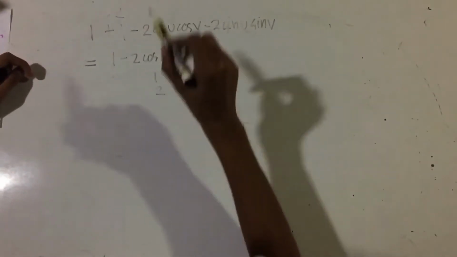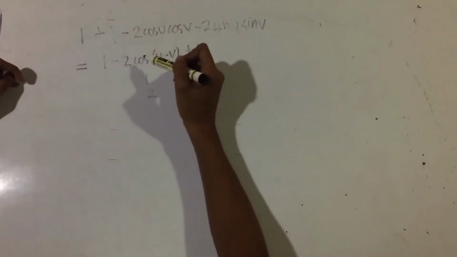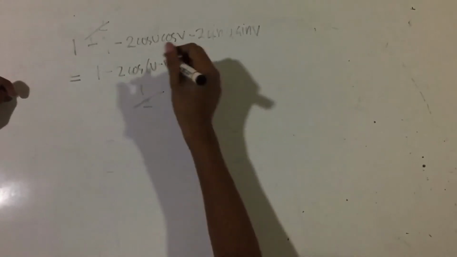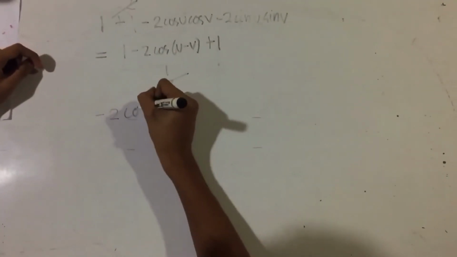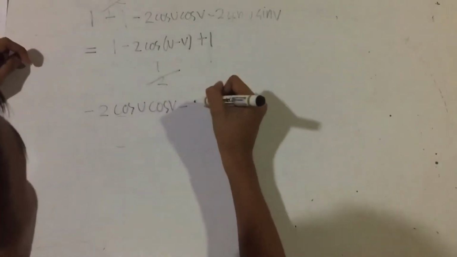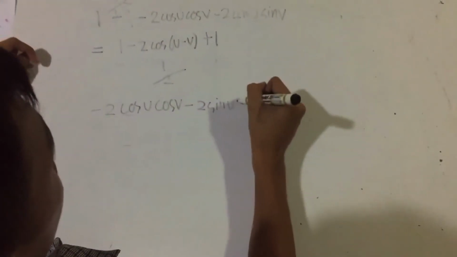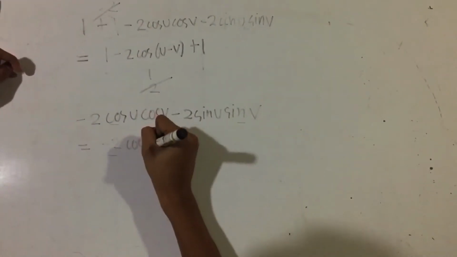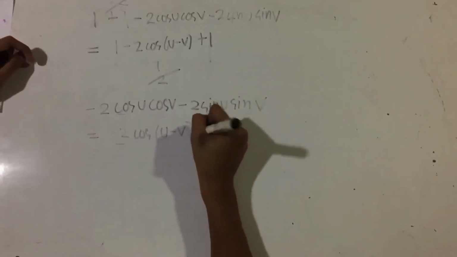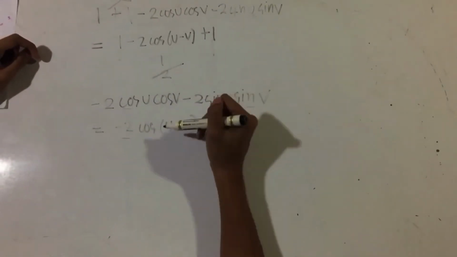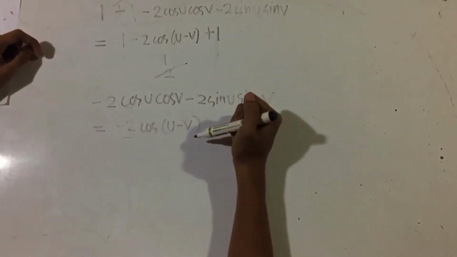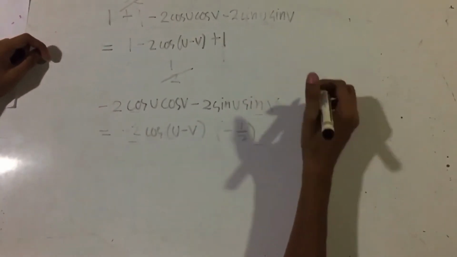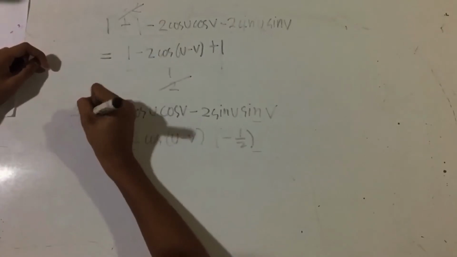So if you transpose this one onto the other side of the equation by addition property of equality, the 2 on both sides will be cancelled. So what will be left is the negative 2 cosine u cosine v minus 2 sine u sine v is equal to the 2 cosine of u minus v. And to eliminate the numerical coefficient of the cosine of u minus v, we will multiply both sides by negative 1/2 and negative 1/2.